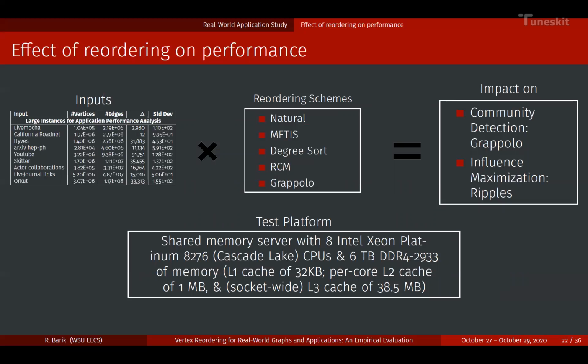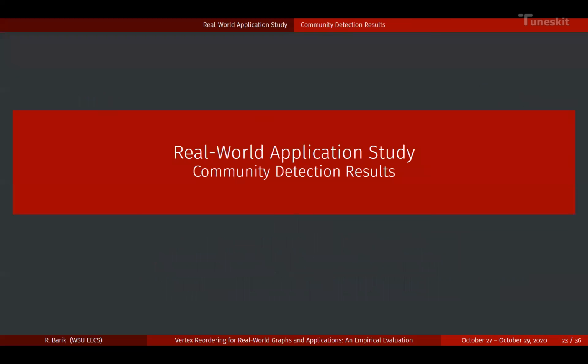In the results, we take a look at memory latency, which is measured as the average latency of loads to memory in cycles. We also take a look at memory hierarchy boundedness, which shows us at which memory hierarchy level was the machine stalled while waiting on data. First, let's take a look at the results from community detection.